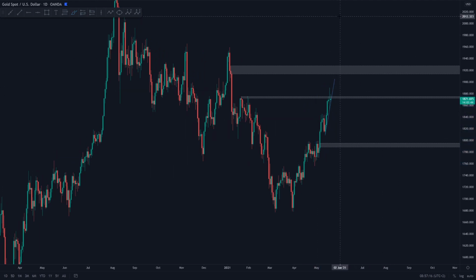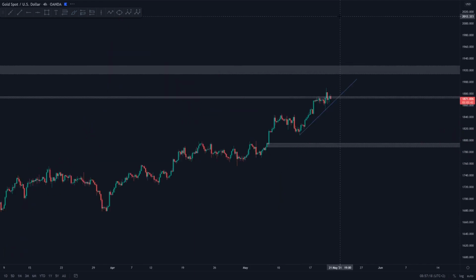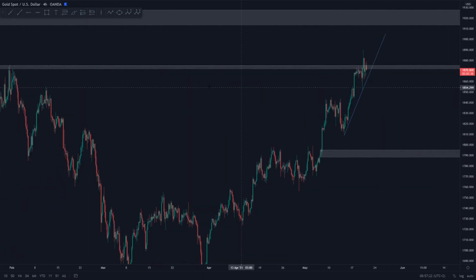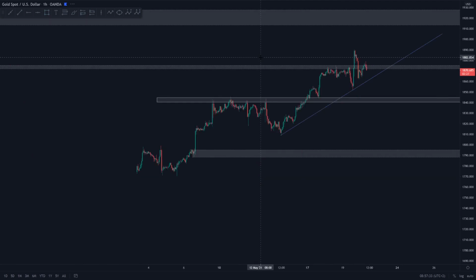So with the DXY bullishness coming, I do expect gold to push down lower to make a nice retracement, grab some more liquidity, and then move back towards the upside. And the first area of interest where I want to see gold pull back to is over here at around 1840. So yeah, how would that look on the lower time frame?